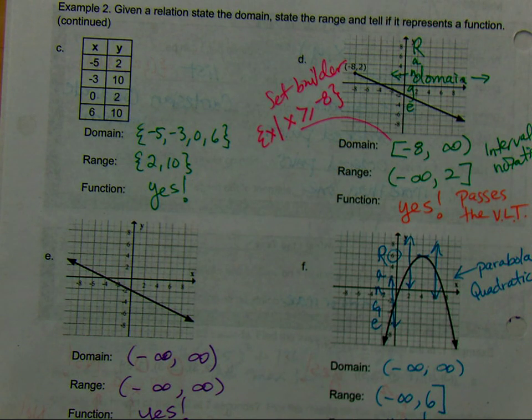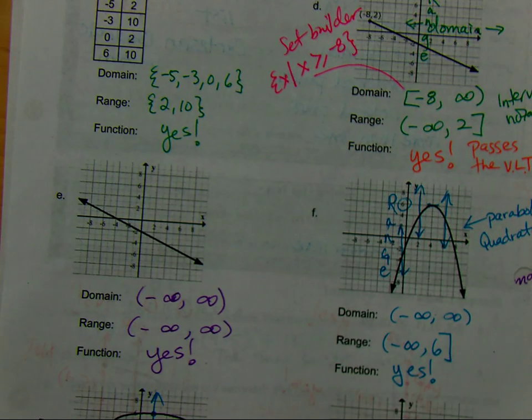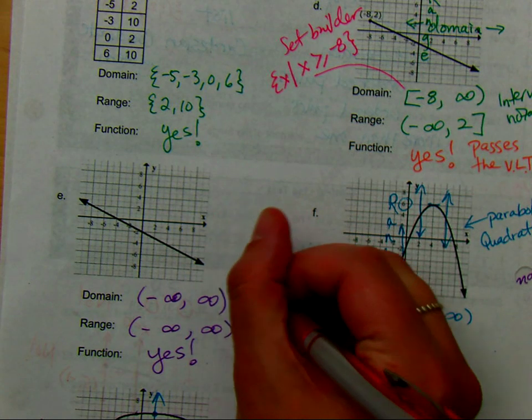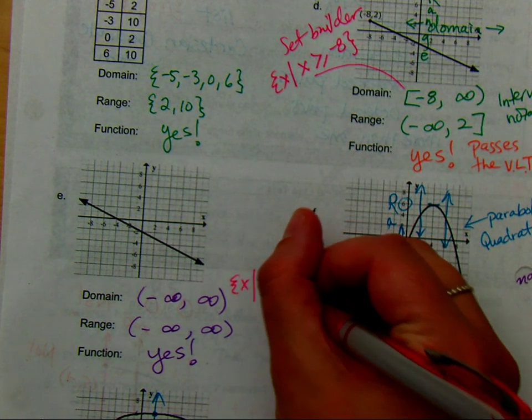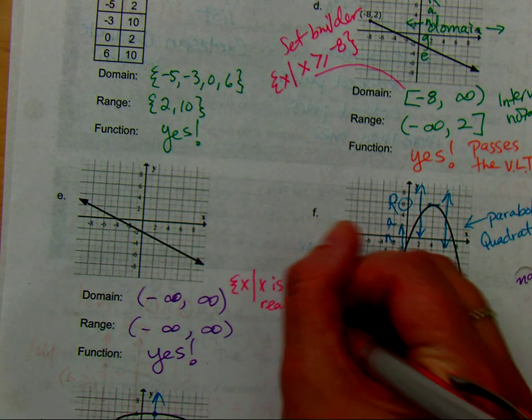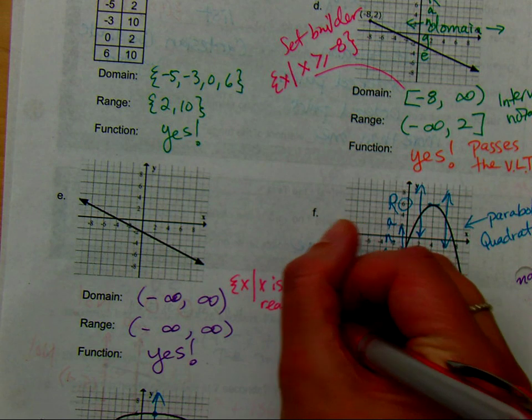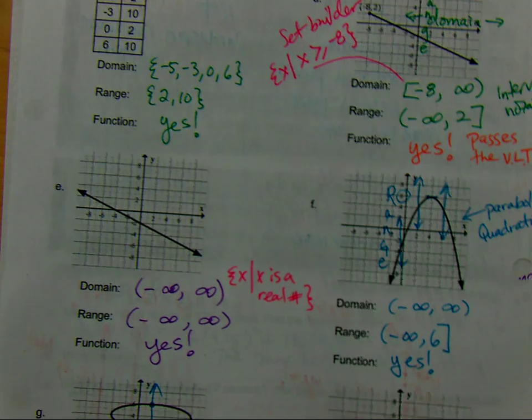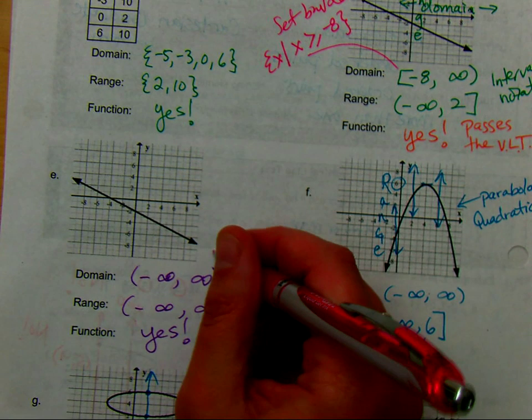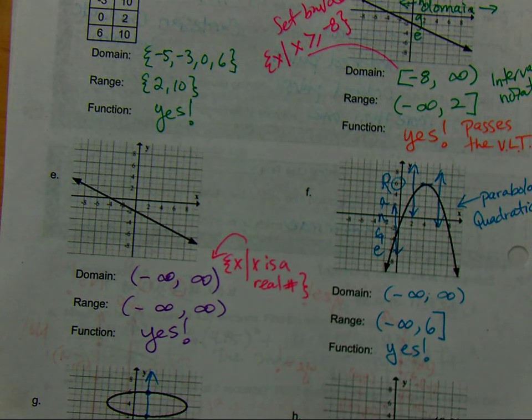But you want to get used to both and practice them interchangeably. If you had all real numbers, you could say x such that x is a real number. And that would be set builder notation that would mean the exact same thing as that interval. Okay? So for your domain and range, you could use interval or set builder notation. Sometimes people have a preference.